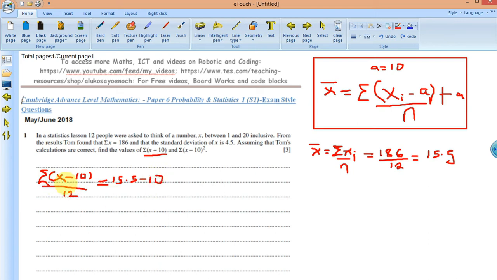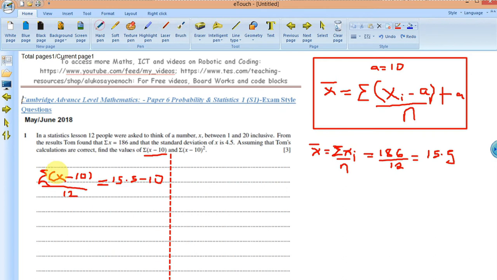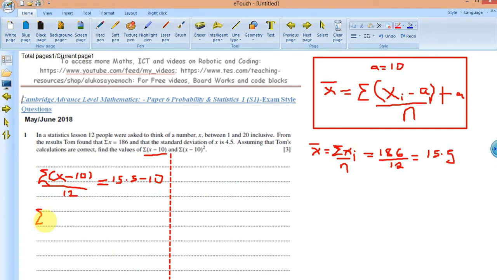Then make this the subject of the formula. Let me demarcate the board so that I can solve some other problems here. So the summation of x minus 10, these are actually observations x_i, but let's keep it the way it is, equals 15.5 minus 10, that's 5.5, times 12. So that is 66.